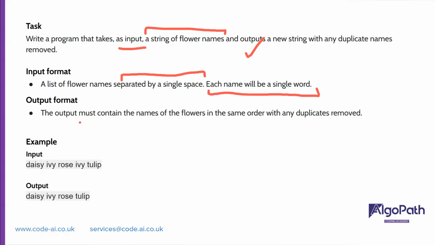Okay, output format. All you need to do literally is to print out the input string of flower names with the duplicates removed. So we have an example here. I use daisy, ivy, rose, ivy, tulip. So that's unique, that's unique, that's unique, but ivy's not. So what we want to do is delete one of these ivies. And a way of doing that is to simply make a dictionary of these words. Okay, so that's the task.